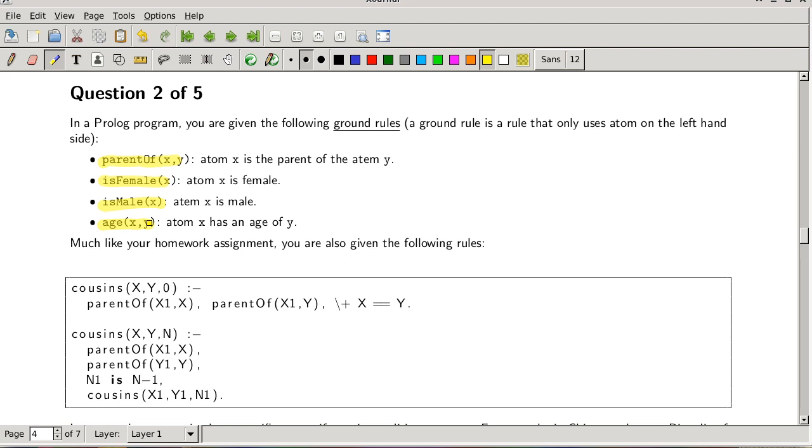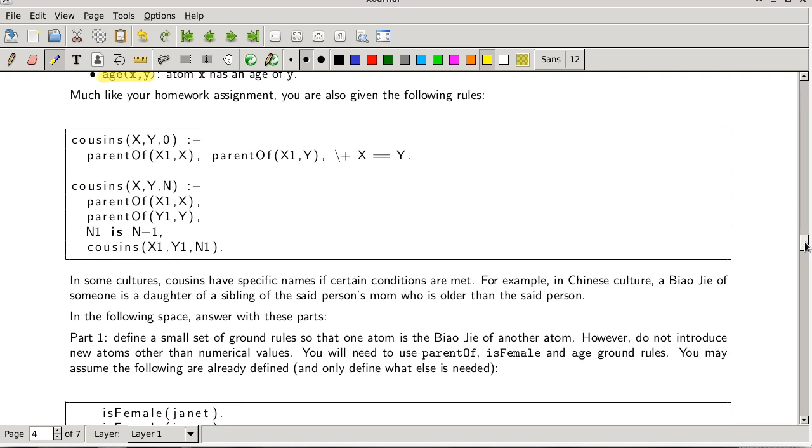So you're also given the following rules. You're given the rules for determining cousins. So cousin is interesting in this case because it's not just the usual, quote-unquote, cousin. This also handles first cousin, second cousin, and so on.